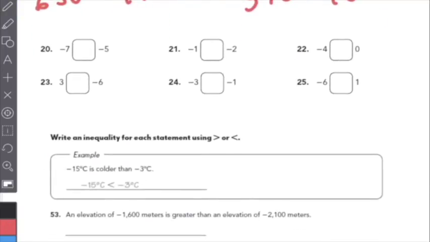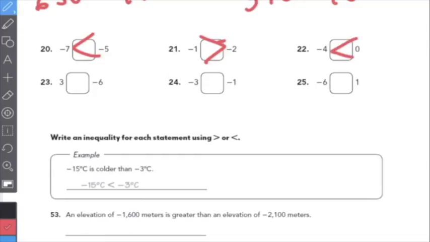Okay, now 20 through 25 is just regular integers, so we have -7 and -5. Which one's bigger? -5 is going to be bigger because when you're dealing with two negatives, the one that's closer to 0 is the bigger one. So -5 is bigger. With -2 and -1, -1 is going to be bigger because it's closer to 0. When we deal with -4 and 0, 0 is going to be bigger.